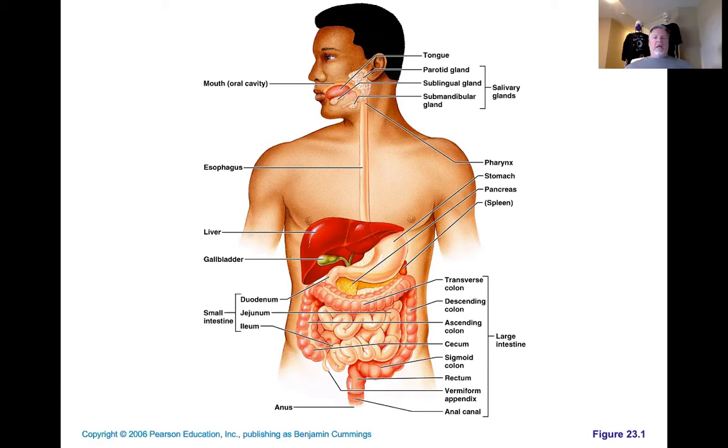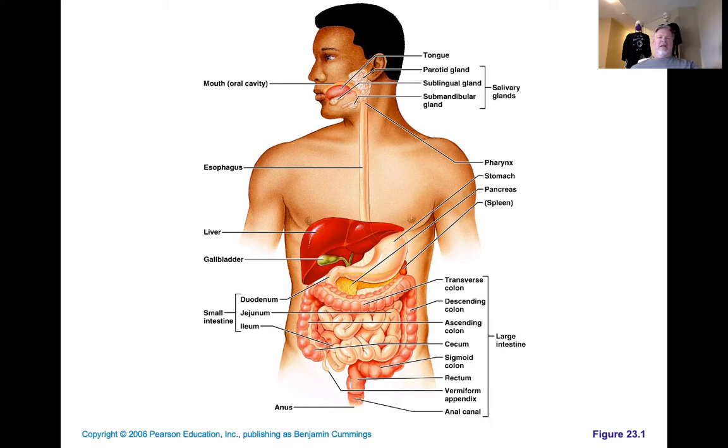Now, when it comes to the alimentary canal, we run from the mouth, the pharynx, the esophagus, stomach, small intestine, large intestine. And then we've got accessory organs that we're going to talk about along the way, such as teeth, tongue, gallbladder, salivary glands, liver, and pancreas.